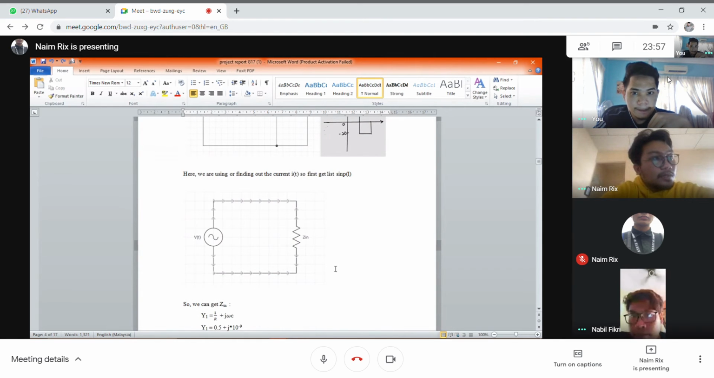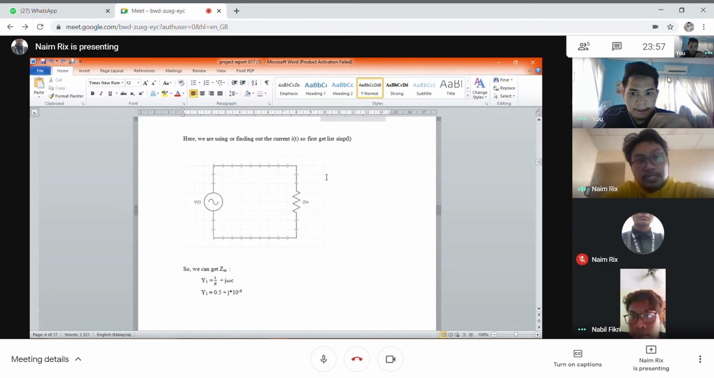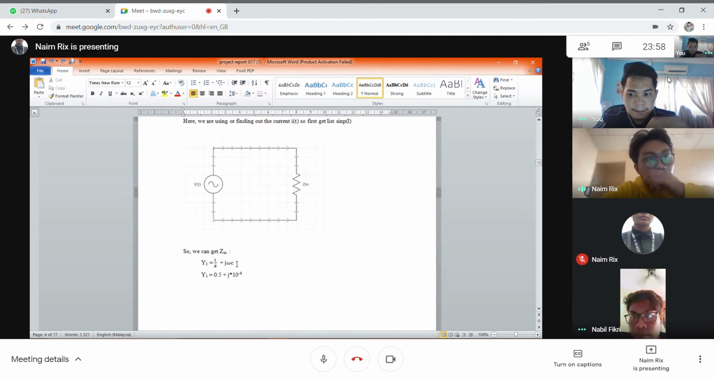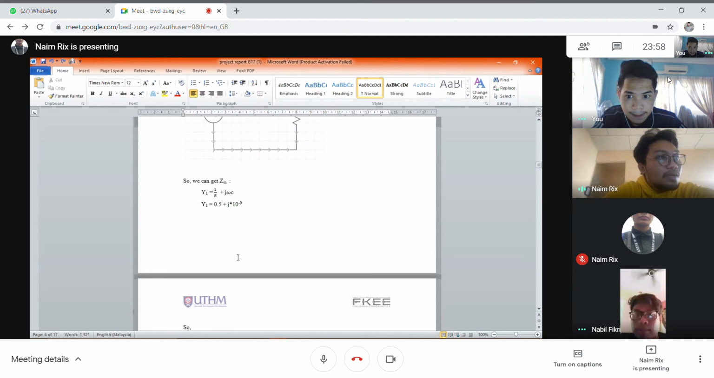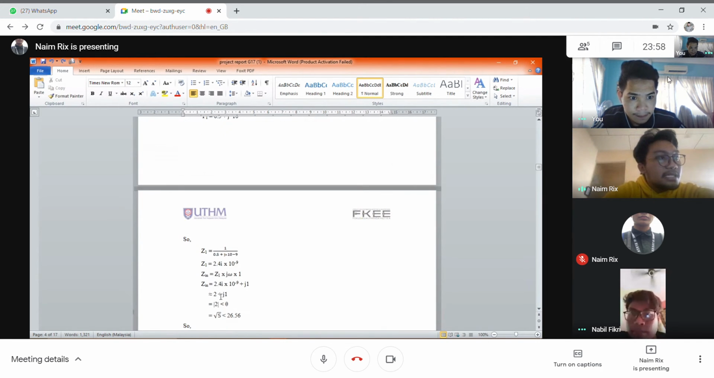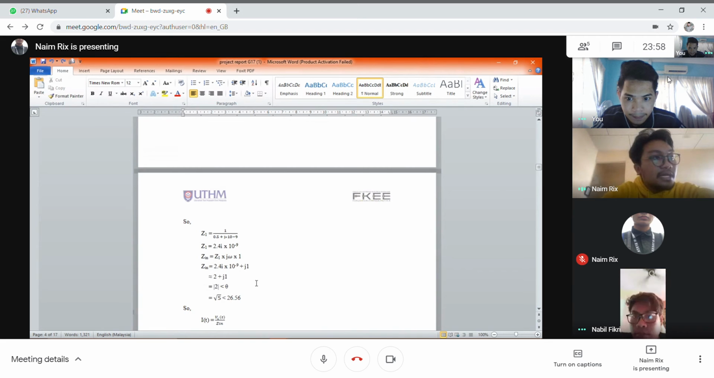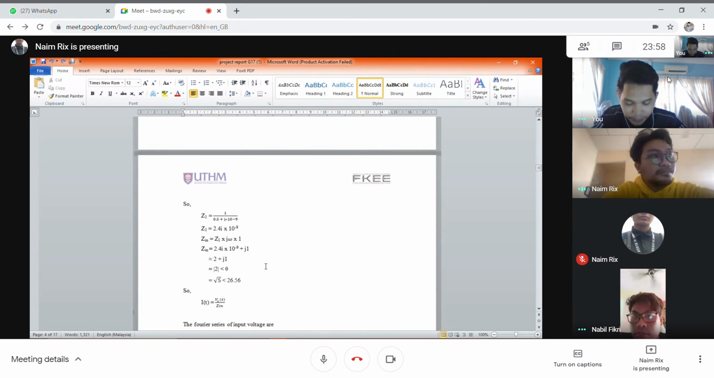So based on this circuit, we can get the Zin by using this formula. Y1 equals 1 over R, which is resistance, plus j omega C, C is for capacitance. So after we put the value, we get the final answer 1.4, 2.4 multiplied by 10 to the power of negative 9 plus j1. It is equivalent to 2 plus j1.